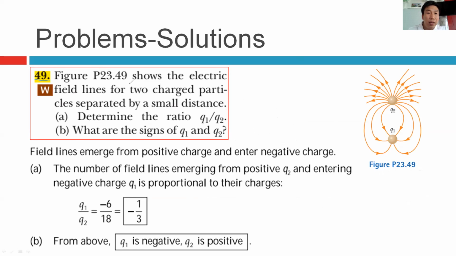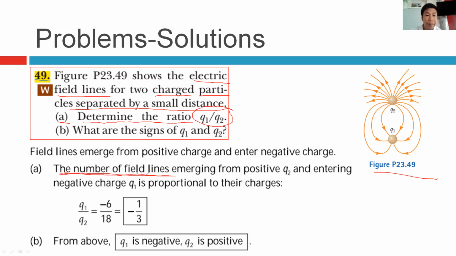They ask us, in this figure, they show the electric field lines for two charged particles separated by a small distance. In this case, the problem will be solved based on the number of lines that we count. So question number 8 asks us to determine the ratio Q1/Q2. Q1, Q2 need to be proportional to the number of lines at Q1 and Q2. Okay, the number of lines.